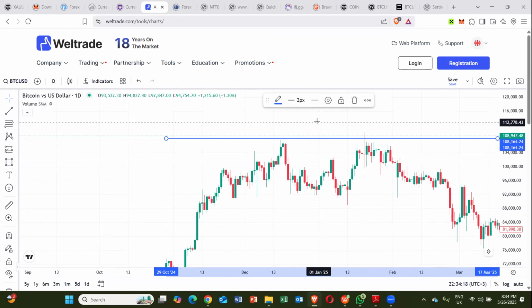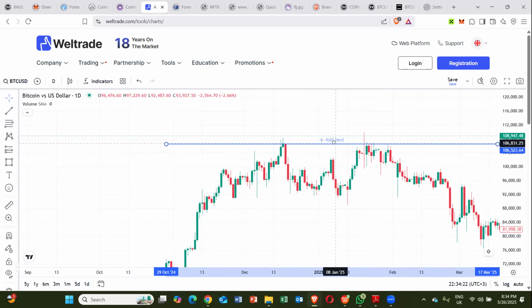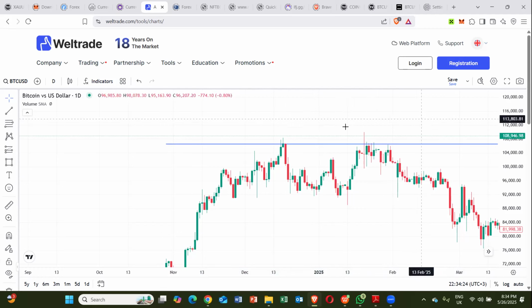So let's look at this level. Now, this is a support. This is a resistance. Now, why do we call it resistance? Look, the market came here. It could not sustain it. It created a wick. It came down.